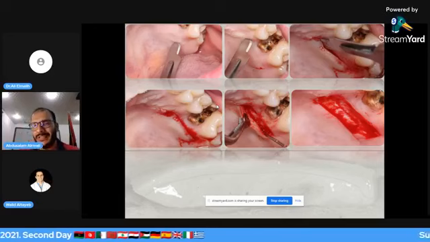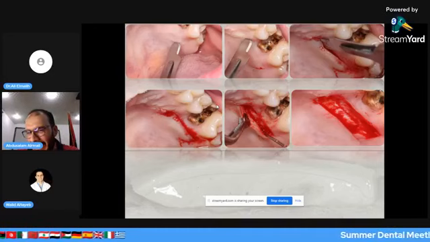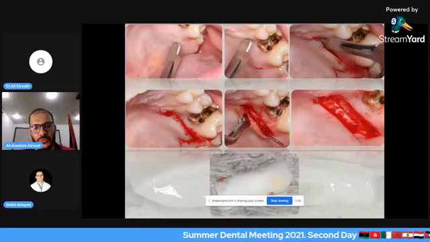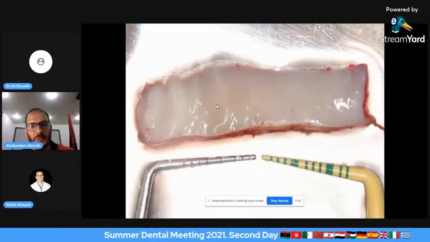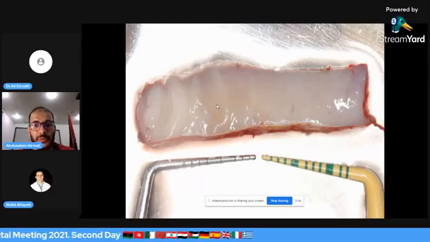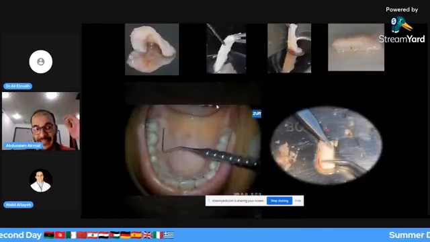de-epithelialize the epithelium. We only keep the connective tissue. The length we can harvest is even 20, 30 millimeters of the graft. We don't have any problem in the length. And this is the harvesting technique.